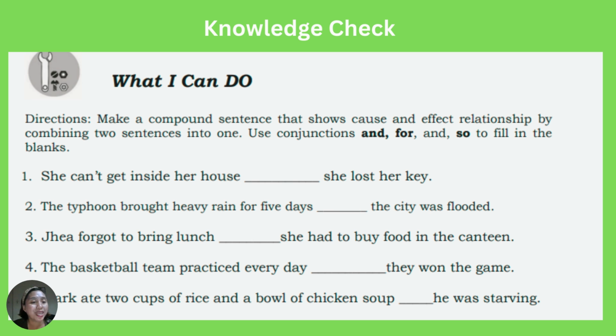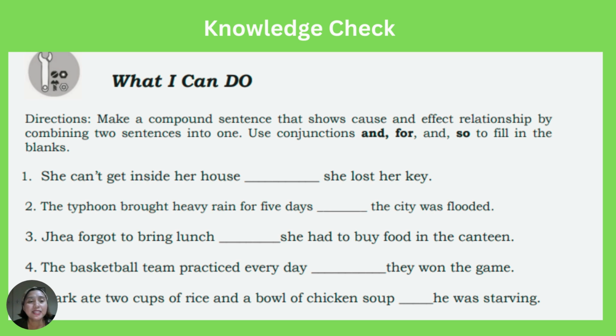Number one: she can't get inside her house, blank, she lost her key. So, what do you think is the right conjunction to use? What do you think is the answer? She can't get inside her house, for she lost her key. So, the conjunction for is the same as the conjunction because or since, that is, they have the same function.